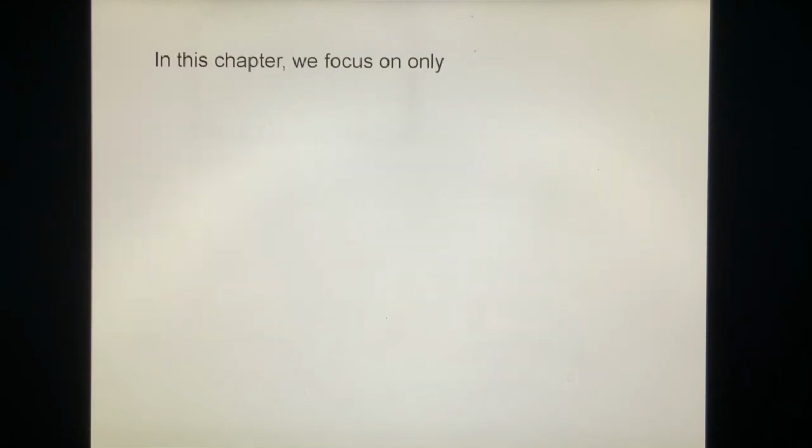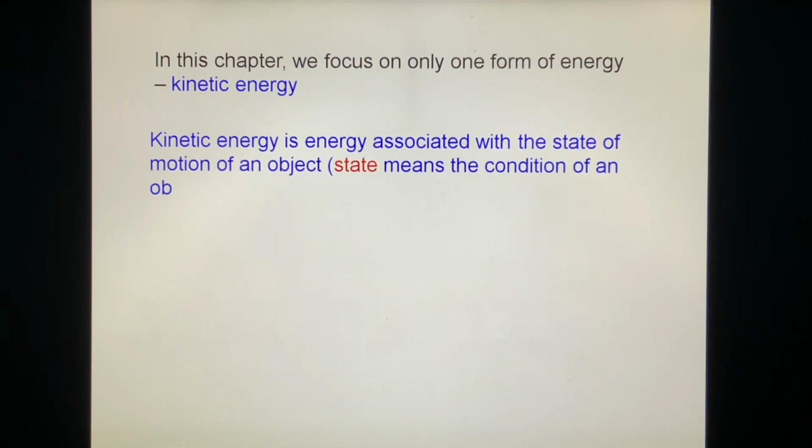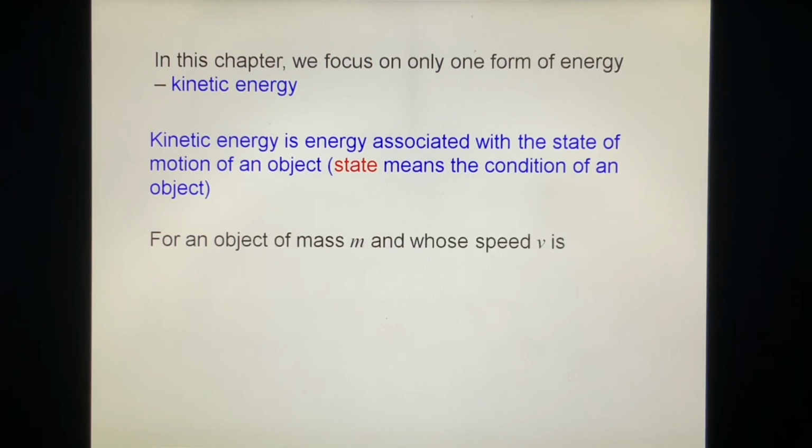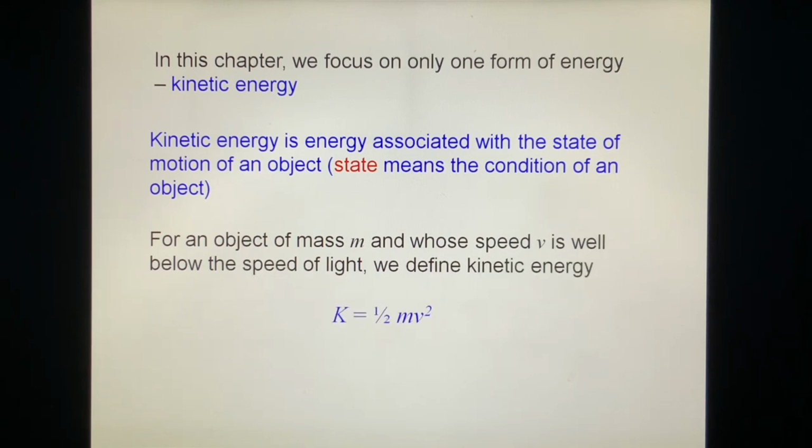In this chapter, we focus on only one form of energy, kinetic energy. Kinetic energy is energy associated with a state of motion of an object. State means the condition of an object. For an object of mass m, and whose speed v is well below the speed of light, we define the kinetic energy K equal to half m v squared. This energy is proportional to v squared, so it can never be negative, always positive. Kinetic energy can never be negative.